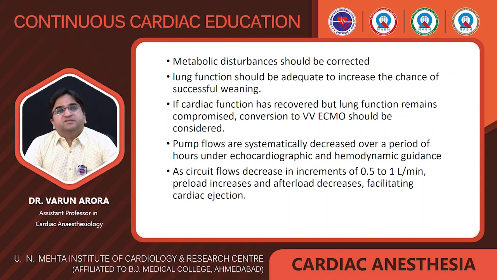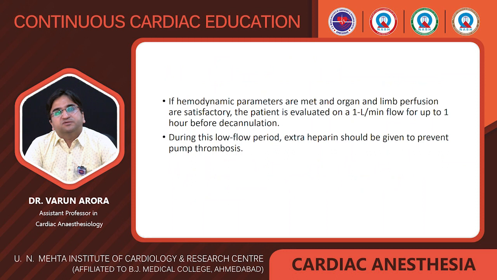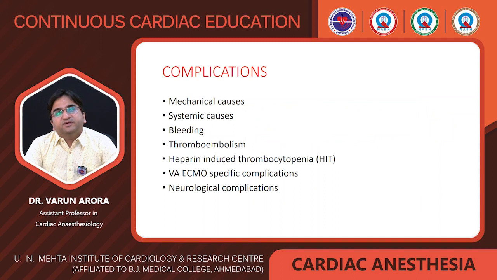As circuit flow decreases in increments of 0.5 to 1 liter per minute, preload increases and afterload decreases, which facilitates cardiac ejection. If hemodynamic parameters are met and the organ and limb perfusion are satisfactory, then the patient is evaluated on 1 liter per minute flow for up to 1 hour before decannulation. During this low flow period, extra heparin should be given to prevent pump thrombosis.